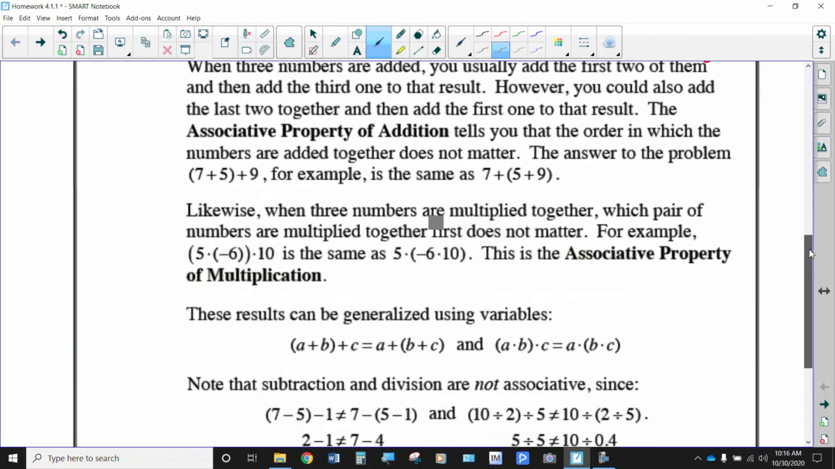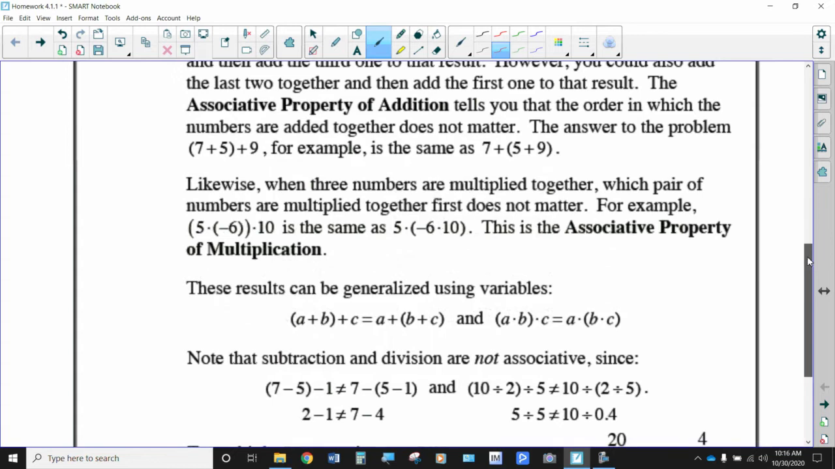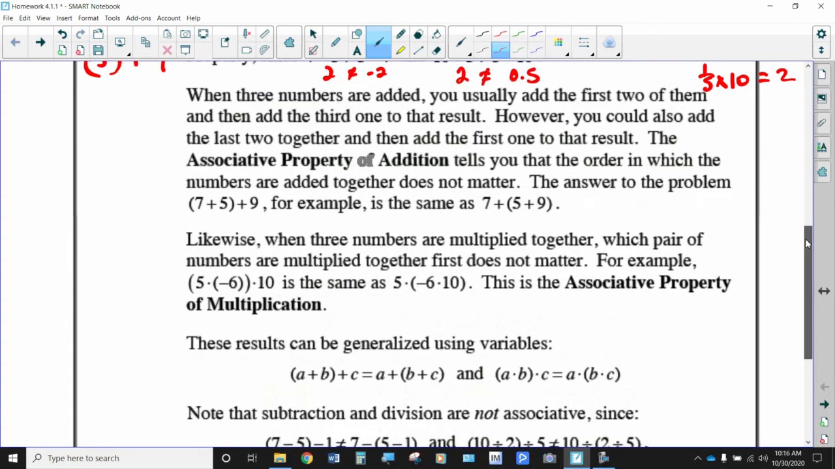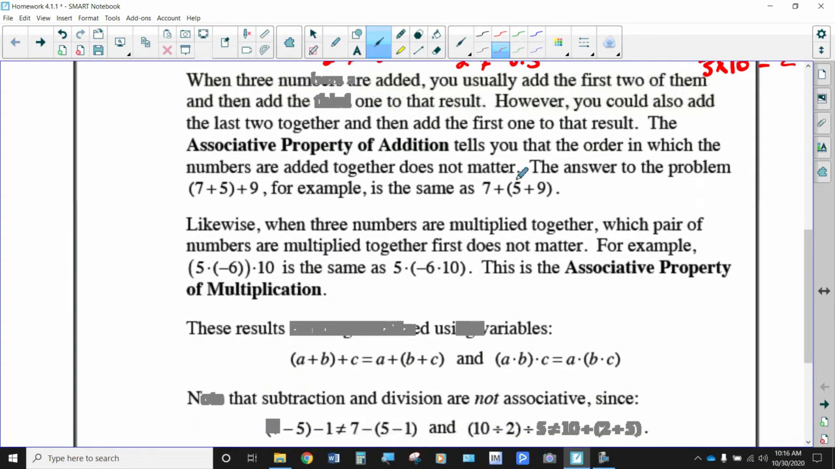The same thing can be said for associative property. Associative property is how you group things. So, if you said 7 plus 5 plus 9, with the parentheses around the 7 plus 5, you are giving priority to adding these two numbers together first, then you take that sum and add it to the 9.